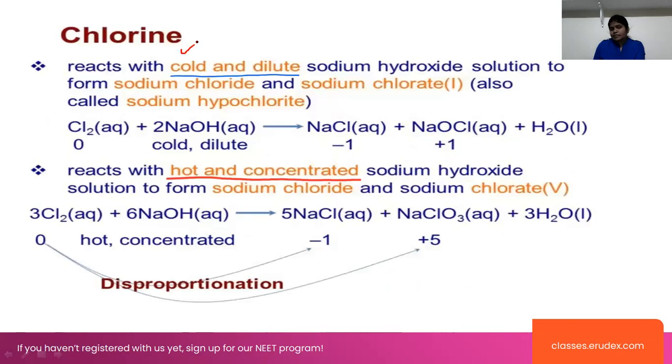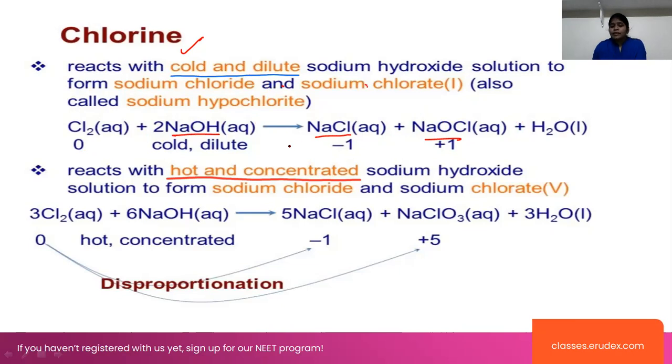Next, this reaction is also important. Chlorine reacts with cold and dilute sodium hydroxide solution. Whenever we take cold and dilute NaOH solution, that will give you sodium chloride and sodium hypochlorite. So look at this case now.